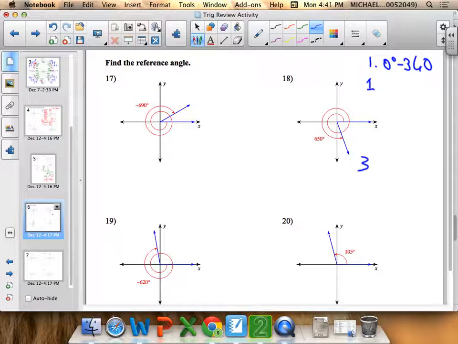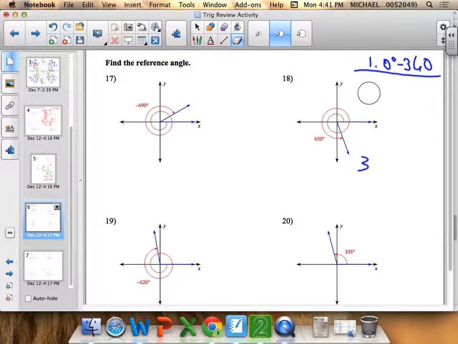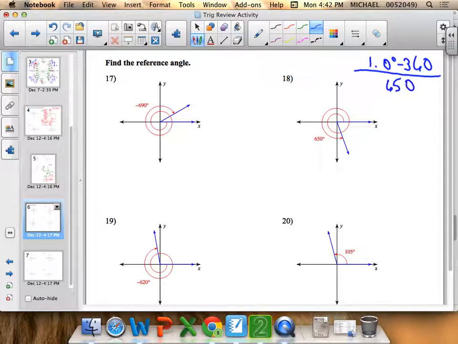I'm going to move that one. It's going to be confusing. And the 3. So the first step, my given angle of 650 is too big. I need to take away a revolution. If I do that, 650 minus 360 is 290.